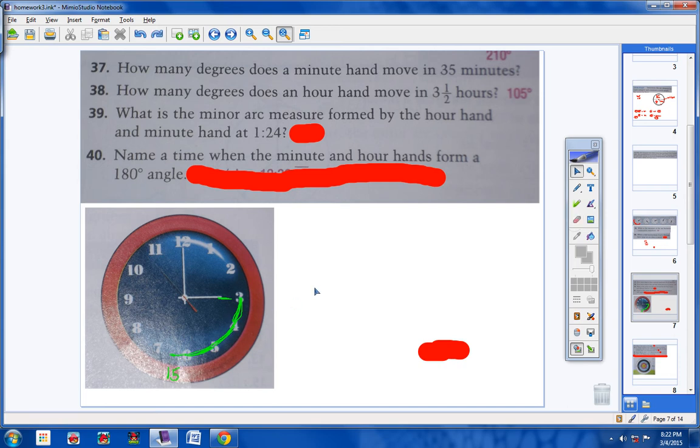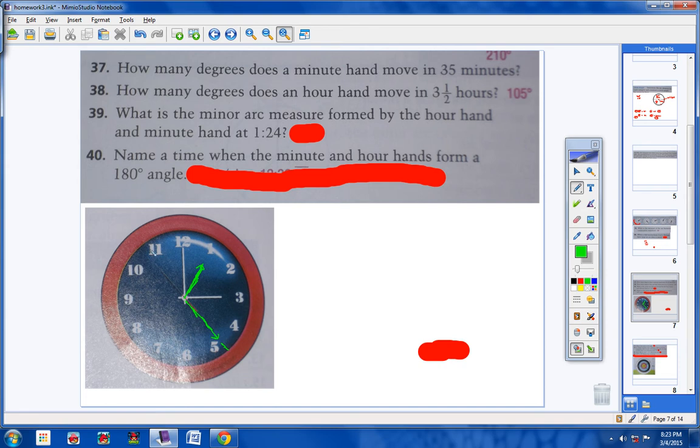Moving on now to number 39. Number 39. It says, what is the minor arc measure formed by the hour hand and the minute hand at 1:24? Alright, so let's get some green lines drawn here. So the hour hand would be here. That's 1 o'clock. And then 24 would be right here. Okay? Now, I will help you if you'll listen, students.